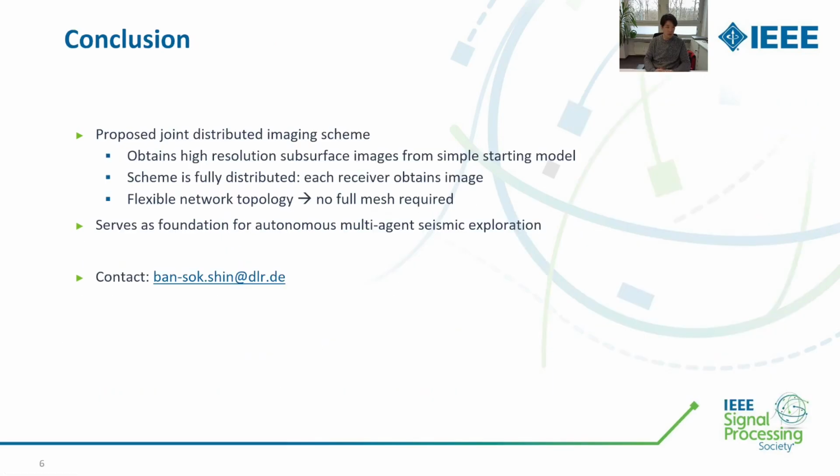As a conclusion, we proposed a joint distributed imaging scheme which obtains high-resolution subsurface images starting from a simple initial model. And the scheme is fully distributed. That means that each receiver obtains an image locally via cooperation, and we are flexible in the network topology, so we do not require any full mesh topology or any anchor nodes. Our proposed scheme serves as the foundation for autonomous multi-agent seismic exploration.